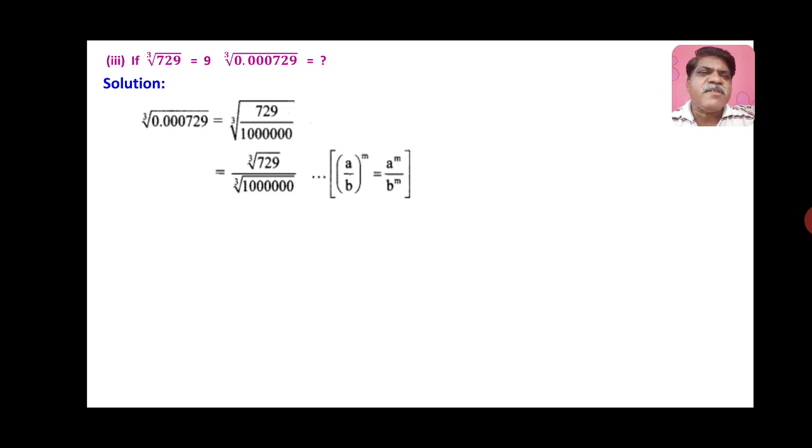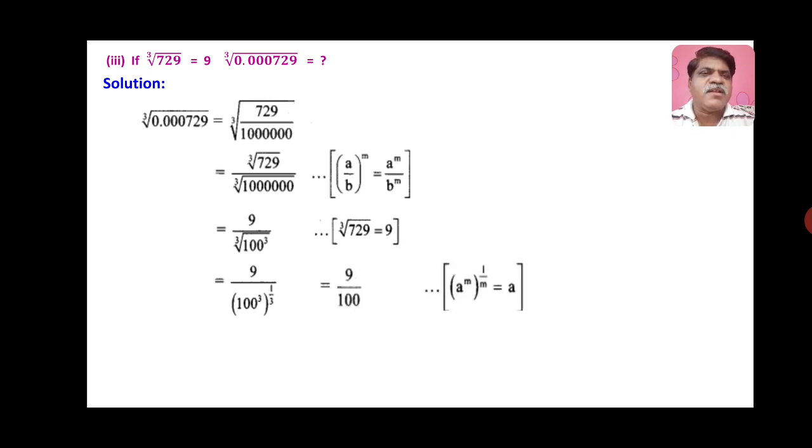We know the cube root of 729 upon the cube root of 10 lakh, by using the laws of indices: (a upon b) raised to m is a raised to m upon b raised to m. So friends, here the cube root of 729 is 9, that has been already given, upon the cube root of 10 lakh, which means 100 raised to 3. Therefore 9 upon 100 raised to 3, raised to 1 upon 3, the 3s get cancelled and you are getting 9 upon 100. So you can write, friends, that the cube root of 0.000729 is equal to 0.09.